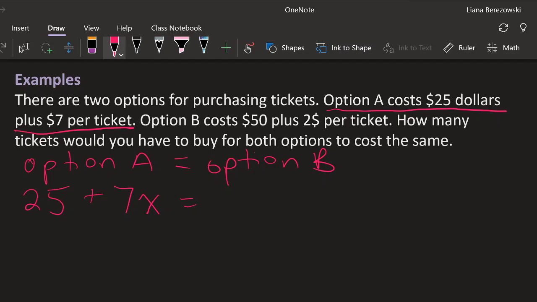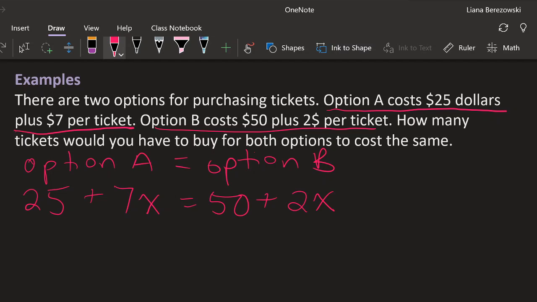Option B is going to have a really similar format. It also has a flat rate of $50, so we're going to be adding 50 somewhere. And then it also has a rate per ticket, and it's $2 per ticket. So $2 per X number of tickets sold. Okay, the variable is the same on both sides of the equation because both questions involve number of tickets. How many tickets would you have to buy for both options to cost the same? This is where you're just going to solve for the variable X, right? Because X represents the number of tickets. If you solve for X, you answer this question.